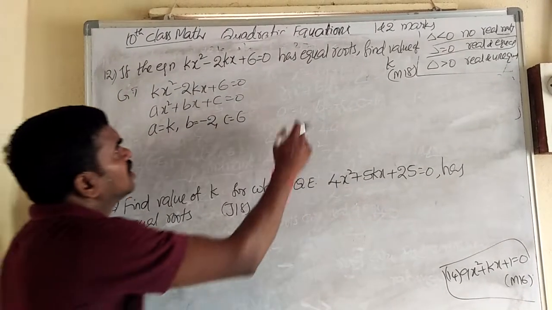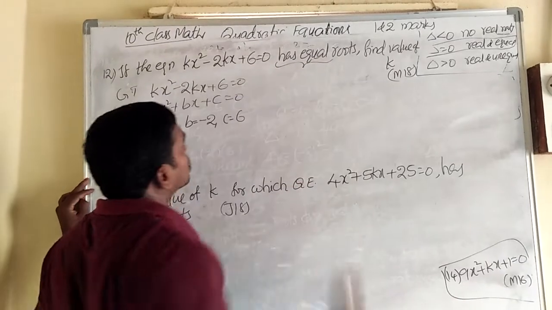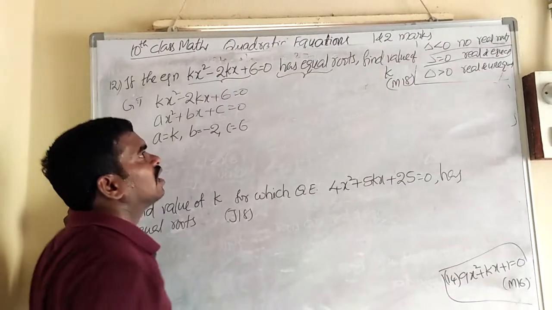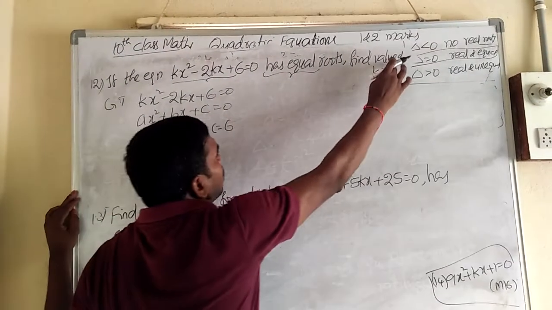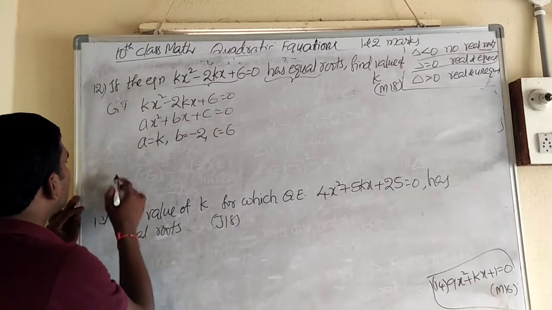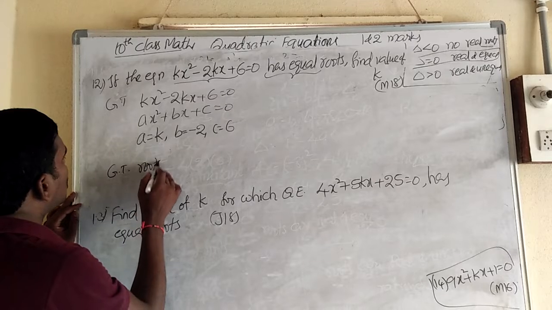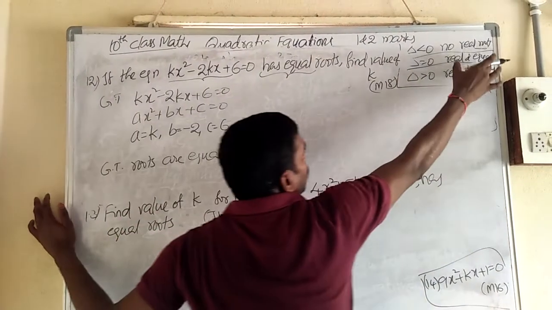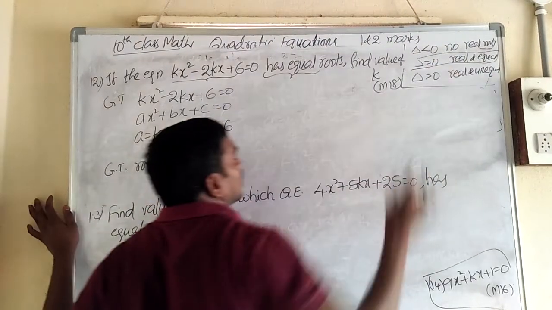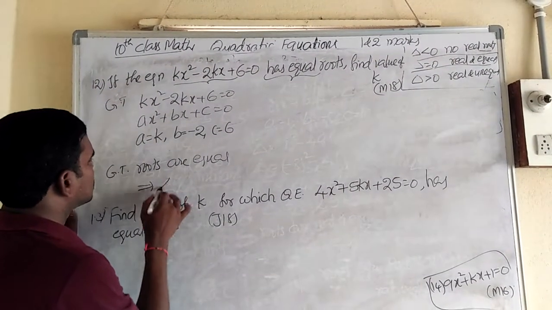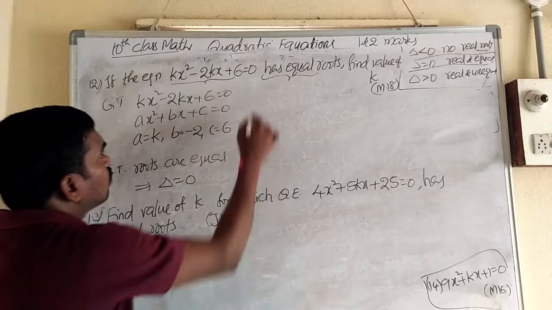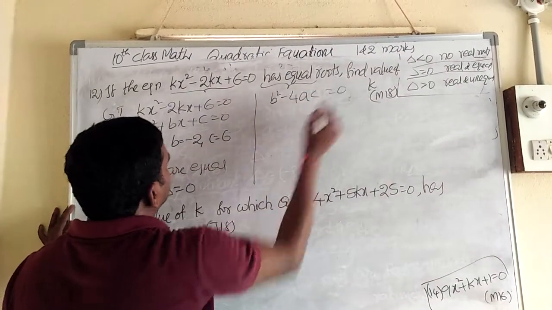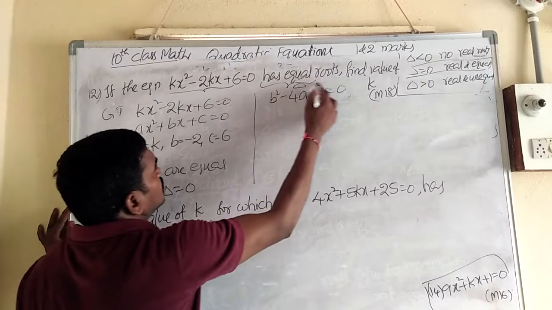So what is being asked? The given statement is that the roots are equal. The equation is given and it says the roots are equal, and we are asked to find the value of k. Roots are real and equal means what condition? Delta equals 0. So delta equals b square minus 4ac is equal to 0. Delta equal to 0 is the condition.